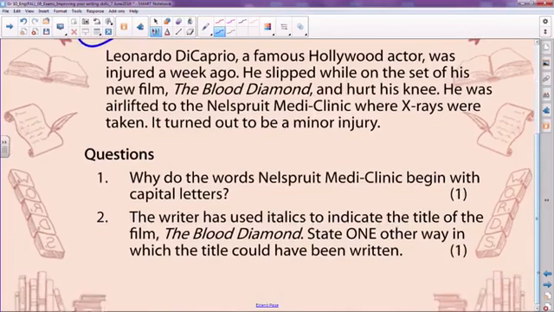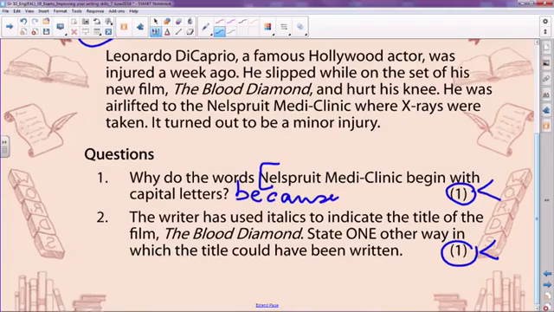Now you've got your shorter questions, and you know they're shorter, obviously, because of the mark allocation. And you know that according to time, you're going to be wanting to give 1 minute to 1 mark. So the question: why do the words Nelspruit Mediclinic begin with capital letters? And to answer the question, and again, I use the word efficiently quite a lot, you could say Nelspruit Mediclinic begins with capital letters because it is a proper noun. And then you move on to your next question.